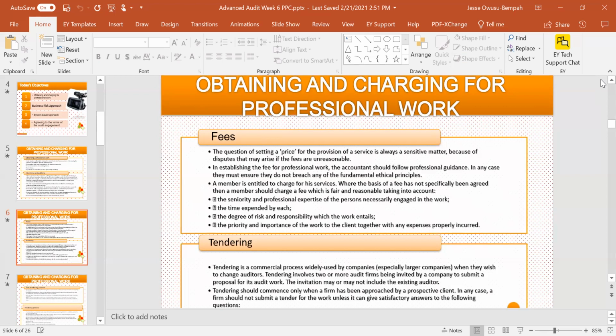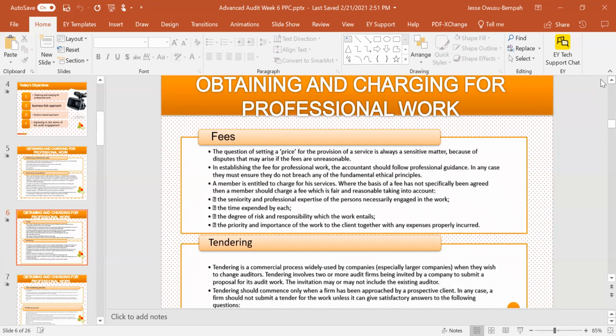So how you charge for your work, the audit firm needs to make a lot of considerations. In establishing the fee for professional work, the accountant should follow professional guidance. In any case, they must ensure they do not breach any fundamental ethical principles. These fundamental ethical principles are very, very important. An auditor is entitled to charge for his services because he's providing a service.